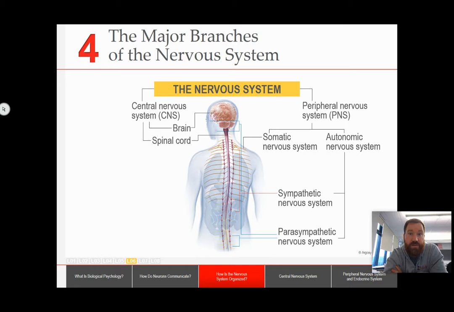Remember, all of that stuff is regulated by your brain. So the stuff that's kind of running in the background is your autonomic nervous system. And the sympathetic and parasympathetic each have opposite jobs to do when it comes to regulating our body's physical responses.